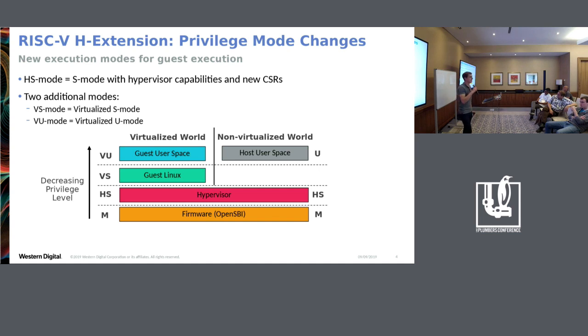So it's different to the original ARM implementation. It was designed like this to work better with KVM style hypervisors. And RISC-V says V equals 0 and V equals 1 is how they denote virtualization. So V equals 1 is virtualized.